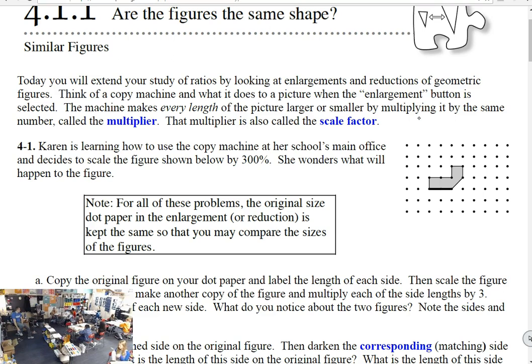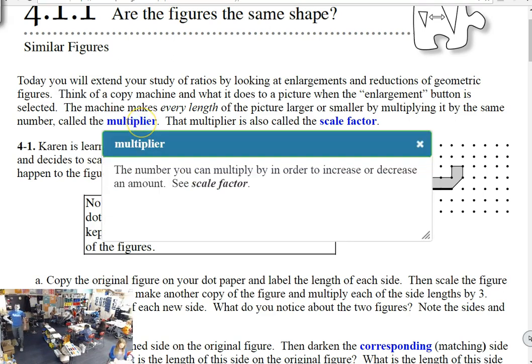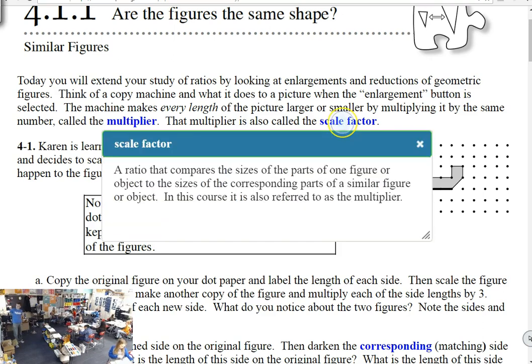Think of a copy machine, like what I use to run all our copies, when you can select that it will zoom in or zoom out on the image, and that is your enlargement button. So every length of that picture would get bigger, every width, every piece, everything would get bigger or smaller proportionally, right? Like on a computer, when you stretch a picture to make it bigger or zoom in. So that number then will be called the multiplier. So any number that tells you how to change something, whether it's a fraction or a whole number, so it can increase or decrease. And scale factor is specific to when we know we're changing the size of something.